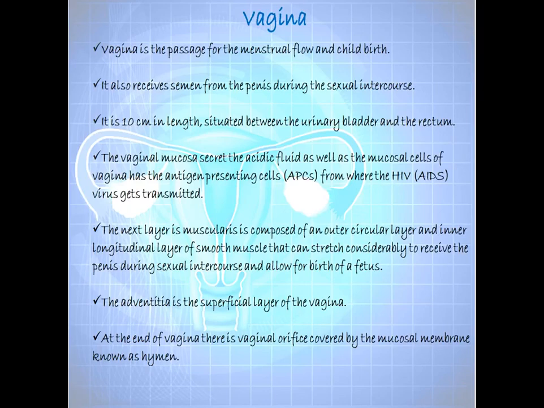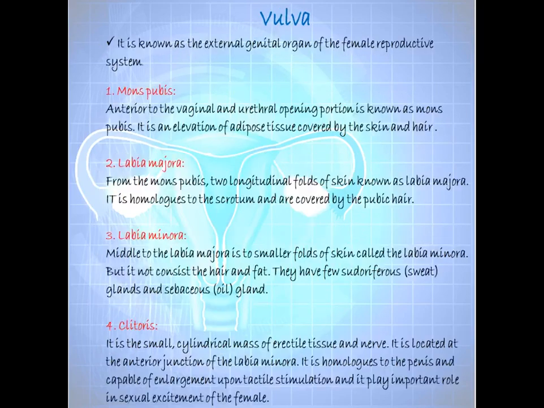The next layer, the muscularis, is composed of an outer circular layer and an inner longitudinal layer of smooth muscle that can stretch considerably to receive the penis during sexual intercourse and allow for birth of a fetus. The adventitia is the superficial layer of the vagina. At the end of the vagina, there is a vaginal orifice covered by a mucosal membrane known as the hymen.